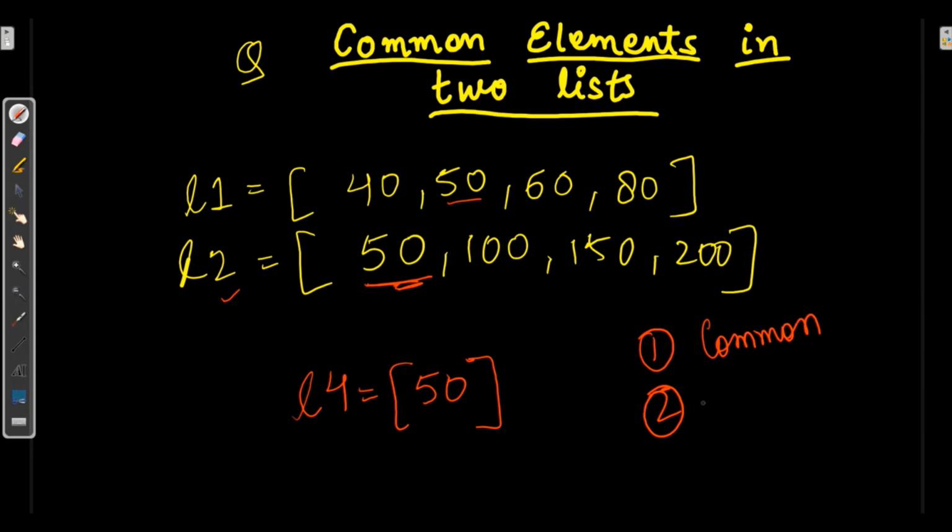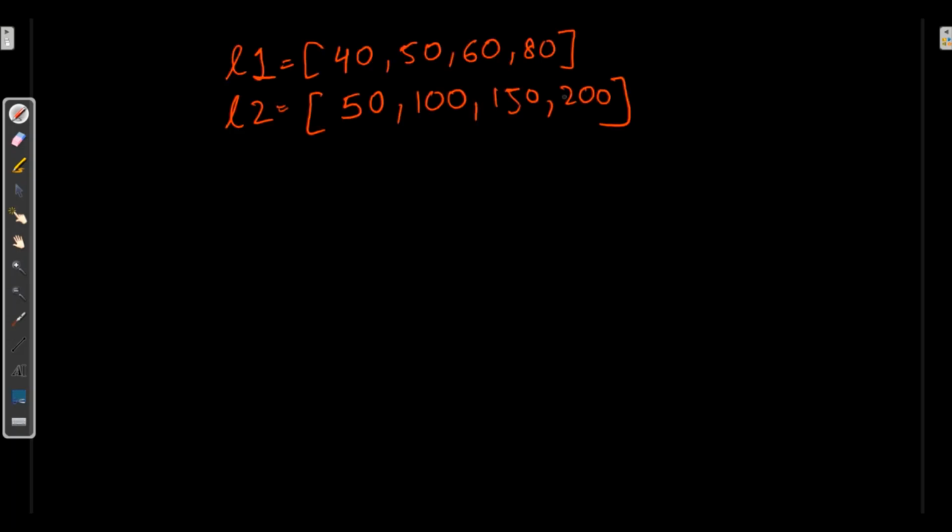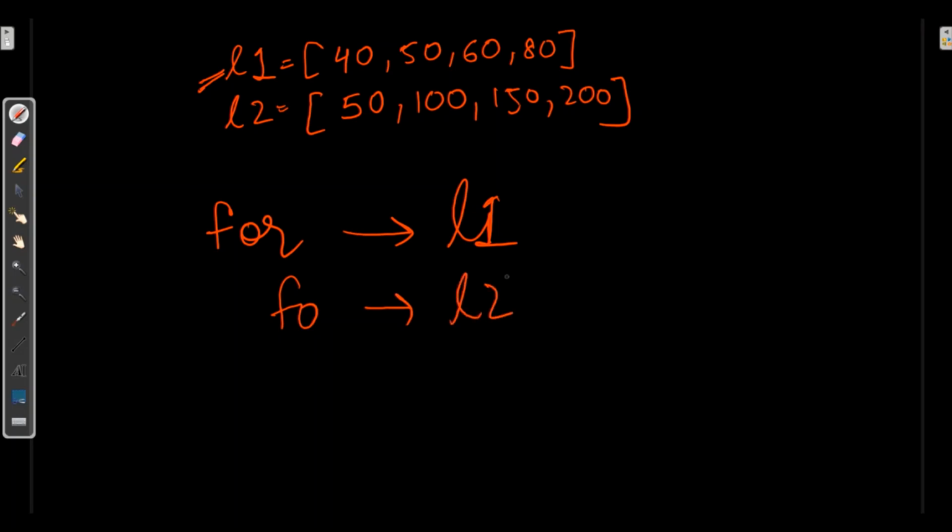And the second one is also easy, but we will be making use of a dictionary. So first let's discuss the traditional method, for which we have two lists. In the first method, we will iterate both lists, first L1 and then L2, and check each and every element of L2 to see whether it matches with L1 or not.